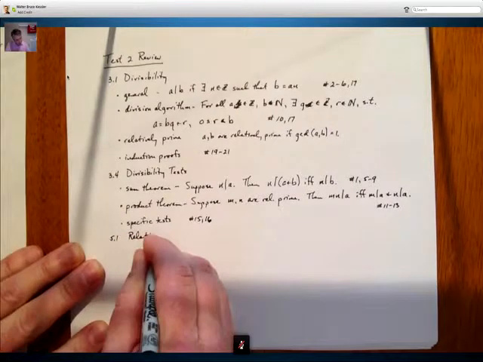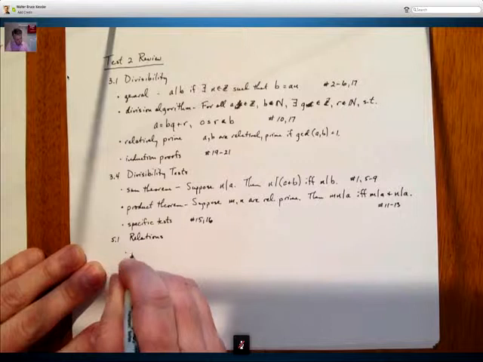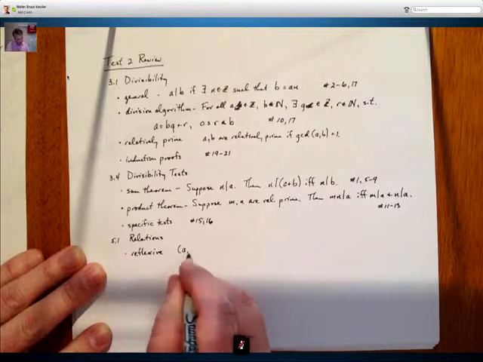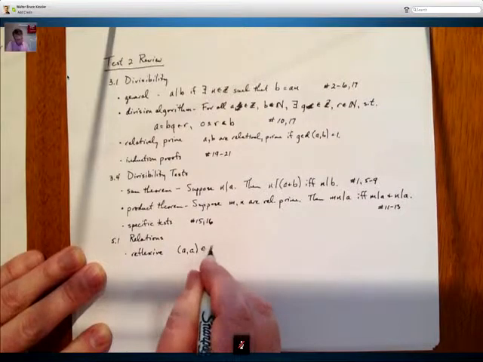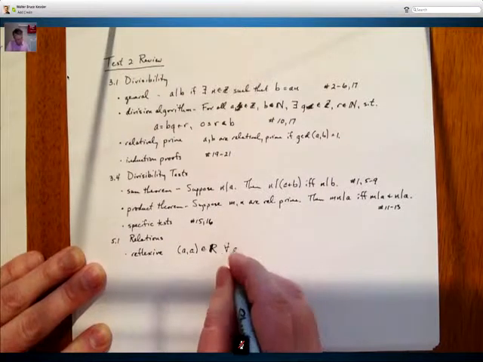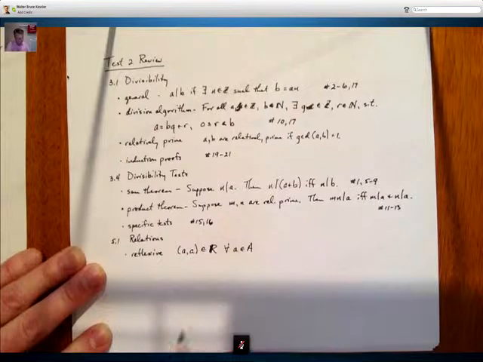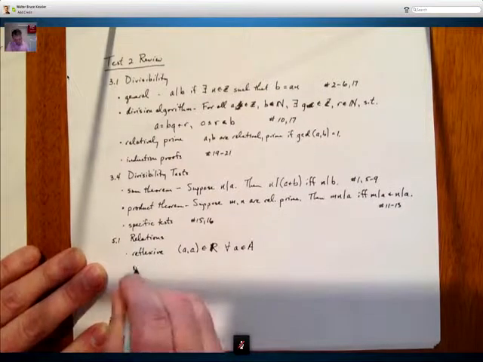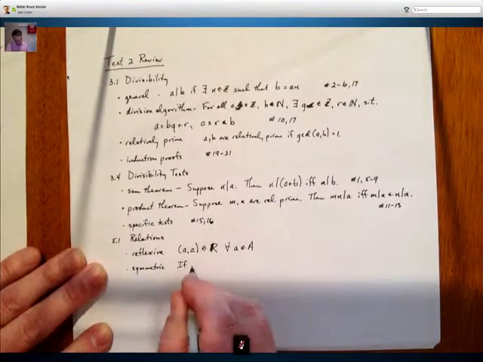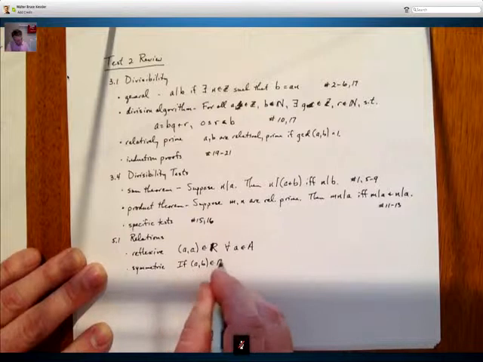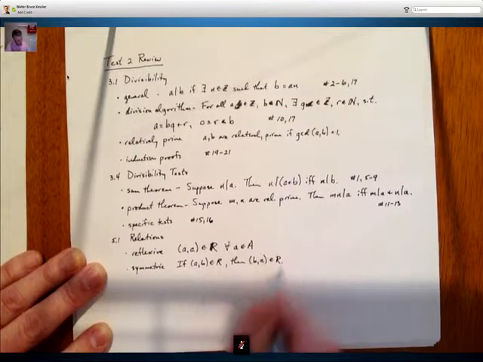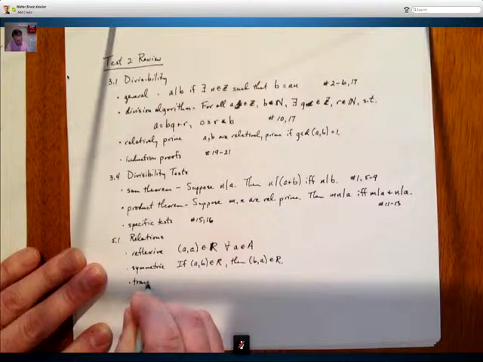And then we moved on to relations. Okay, and we talked about several properties. Reflexive property means that (a, a) is in the relation for all a in the set A. That's reflexive. Symmetric: if (a, b) is in there, then (b, a) is in there. That's symmetric. And transitive.